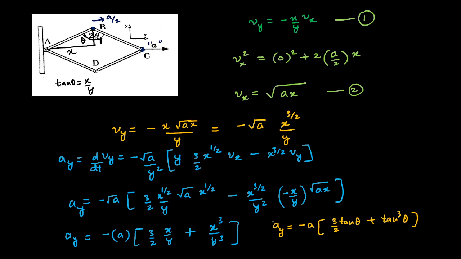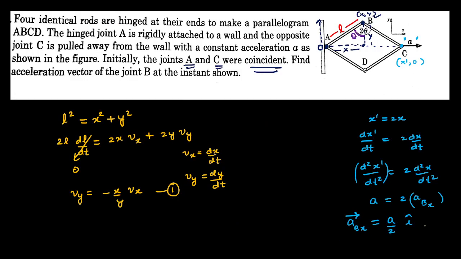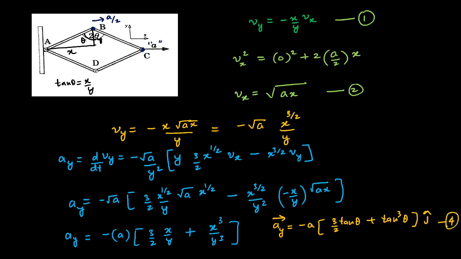So I hope that's it. We got the acceleration component along the y direction as well. So our x component, y component we got. So we can summarize here. Suppose I name this acceleration as equation number 3. So this is going to be equation number 4. Using equations 3 and 4, we got the acceleration of the point B.